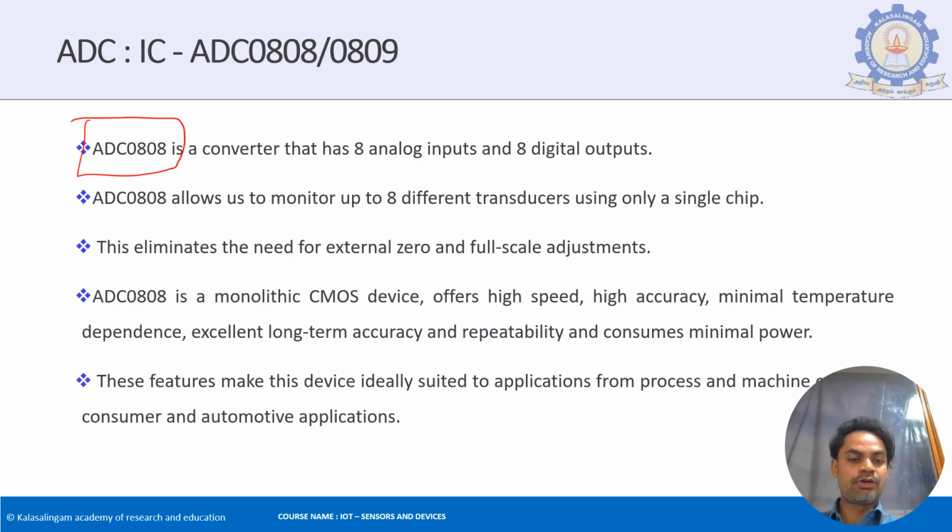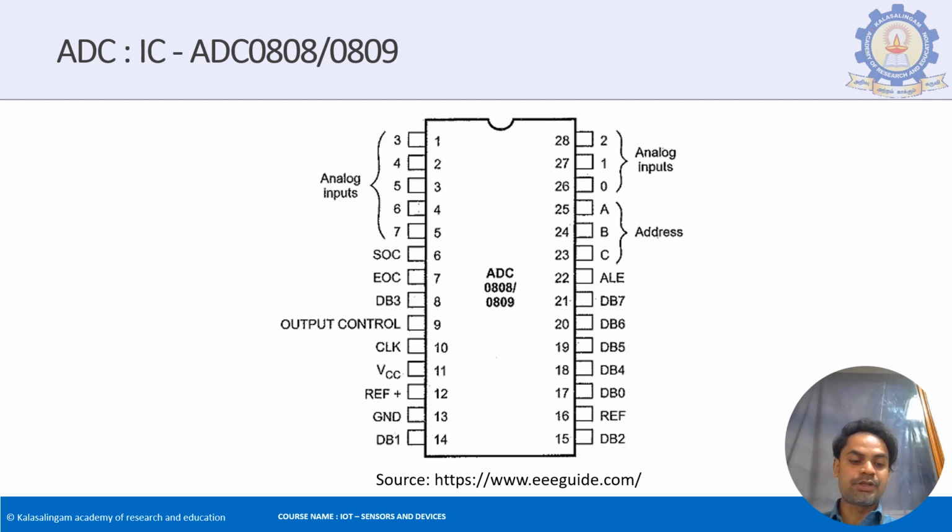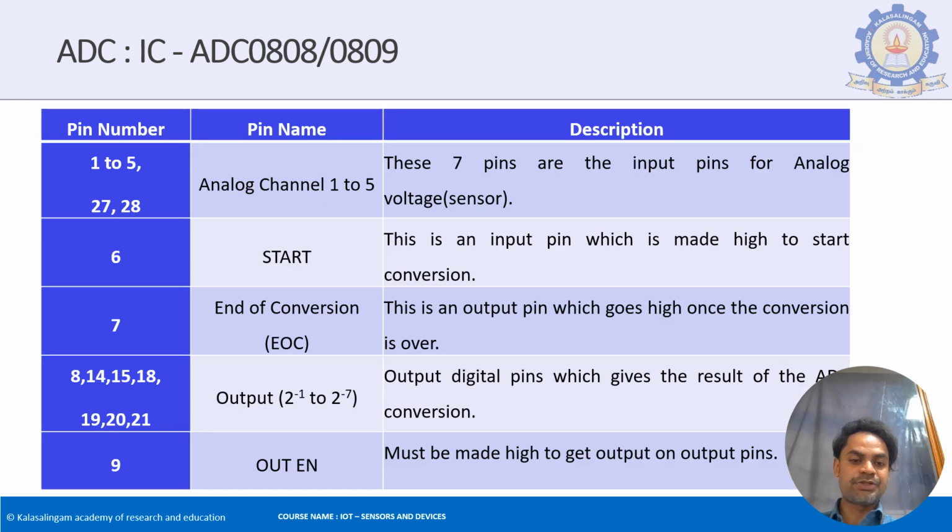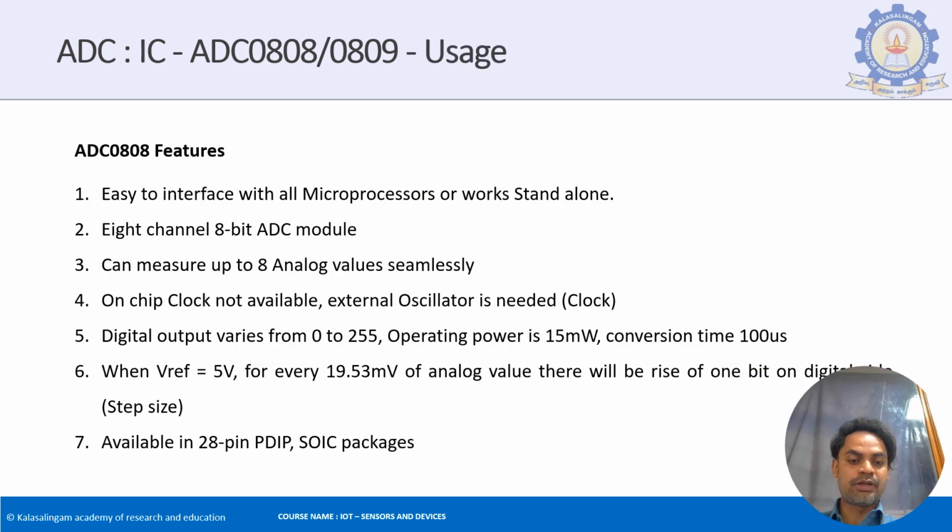The commonly used analog to digital converter is ADC 0808. So that is your analog to digital converter over here. This is the IC. You just need to know what is happening over there. So we'll be skipping this particular part. We'll be moving into the features.